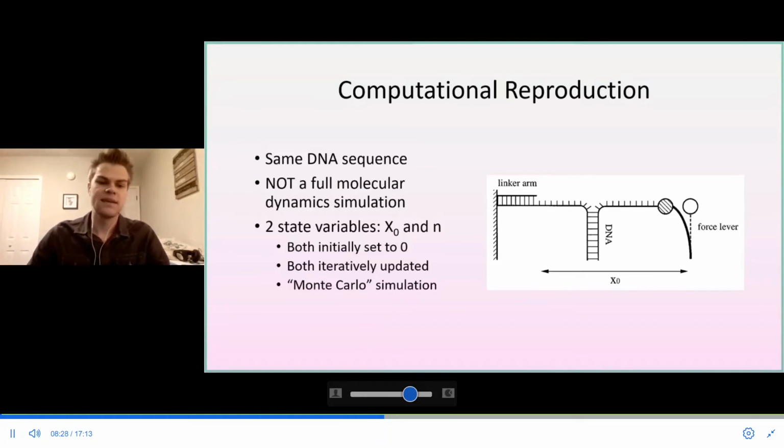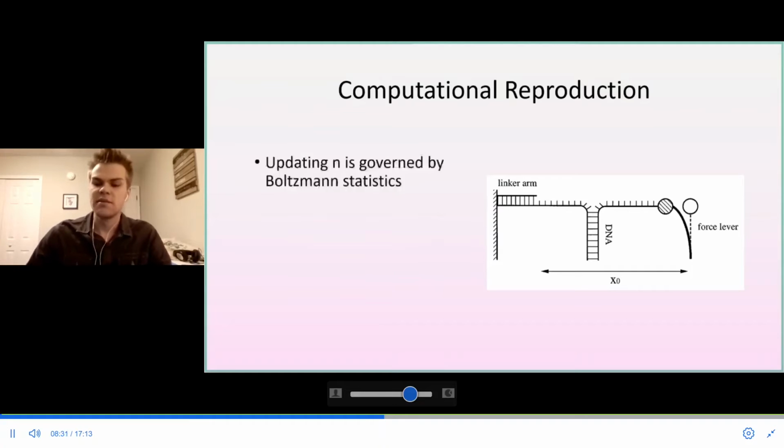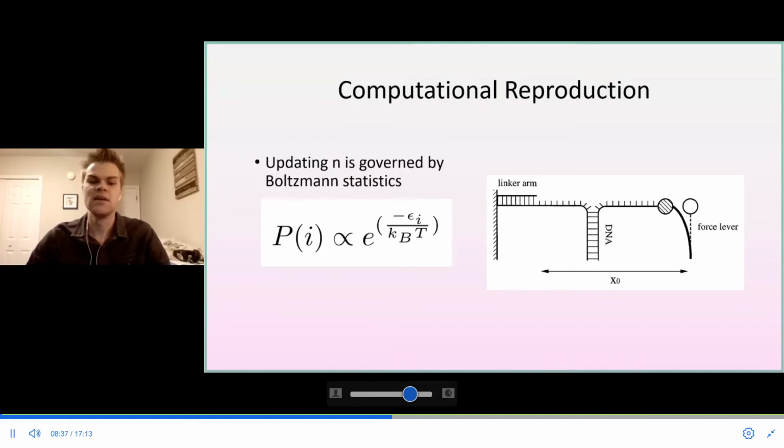So updating n is governed by Boltzmann statistics. Some of you may remember from statistical mechanics that the probability of a system to occupy a particular state is proportional to the Boltzmann factor, which increases with decreasing energy. So if a state takes a lot of energy to occupy, it's not very likely that it will be occupied. But since it's on a small scale and there's a lot of thermal fluctuations, there's still a chance.